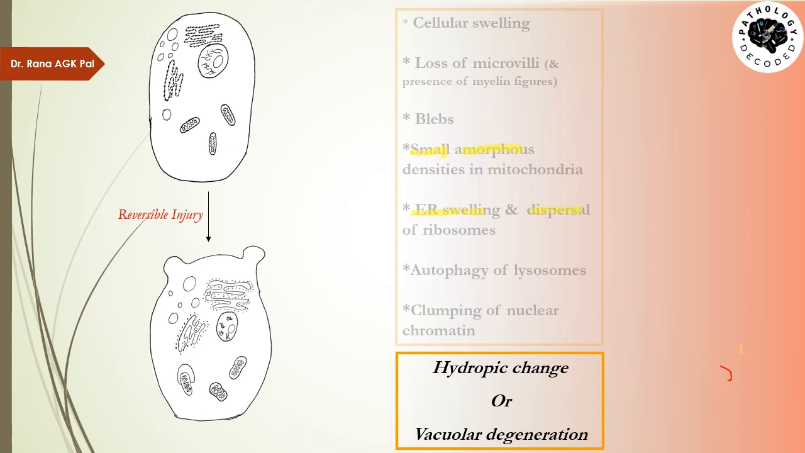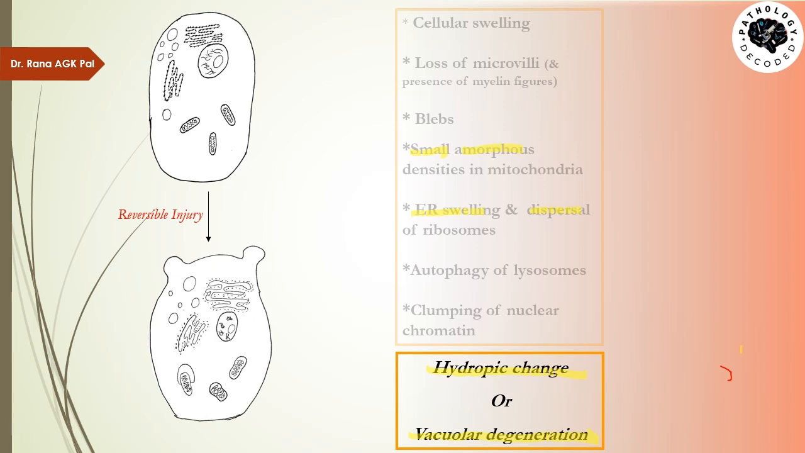So these changes are also commonly called hydropic change or vacuolar degeneration. So now remember that in reversible cell injury we have hydropic change and vacuolar degeneration. Sometimes in the exam, they straight away ask a question, write a note on reversible cell injury.